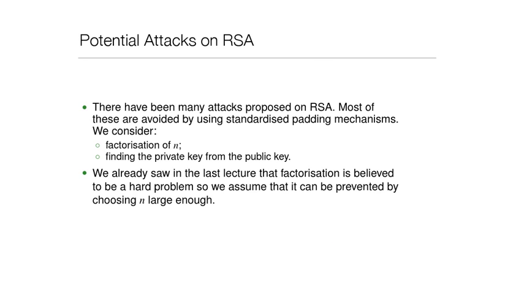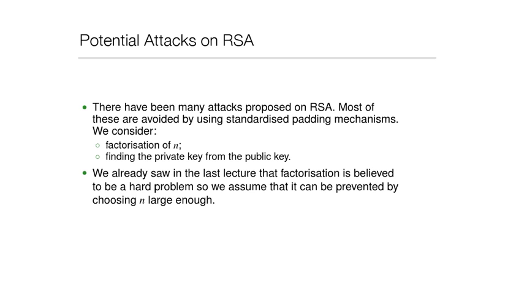And also potential attacks on RSA. There have been many attacks proposed on RSA. Most of these are avoided by using standardized padding mechanisms. Because of that, we have only two ways of trying to attack RSA which is well padded and well organized. That means we have to attack through the basic building principle of RSA. That means either factorizing n or finding the private key from the public key.